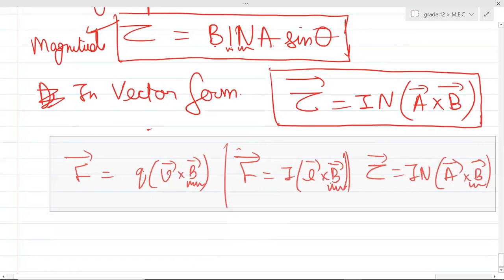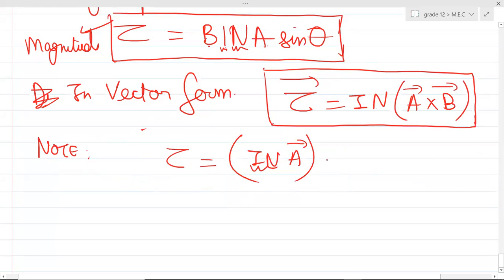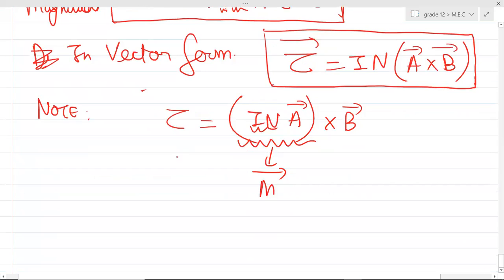Okay? So a few small things you need to notice. Note: I into N into A cross B is clear pretty much. I can write this torque as I into N into A vector, since this part is scalar, no? I can multiply it with A vector cross B. This thing, I'm naming it as M, the magnetic moment.